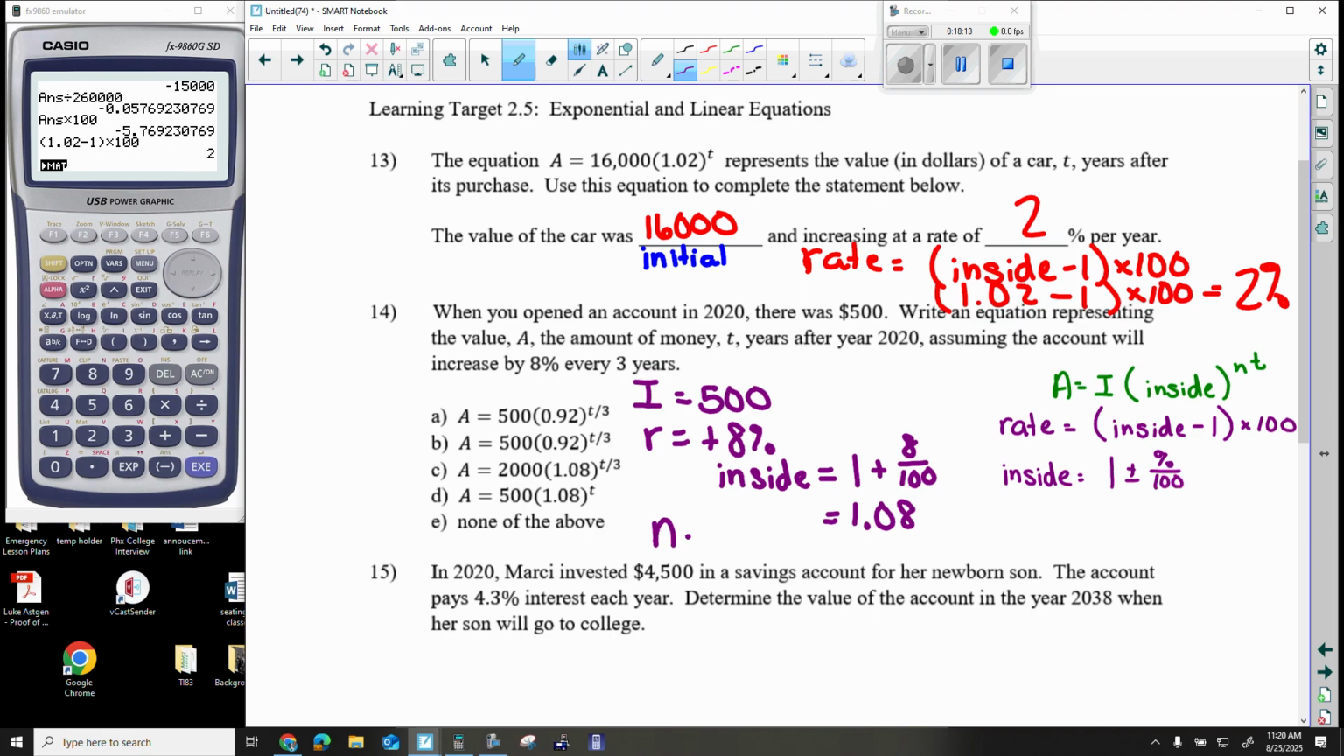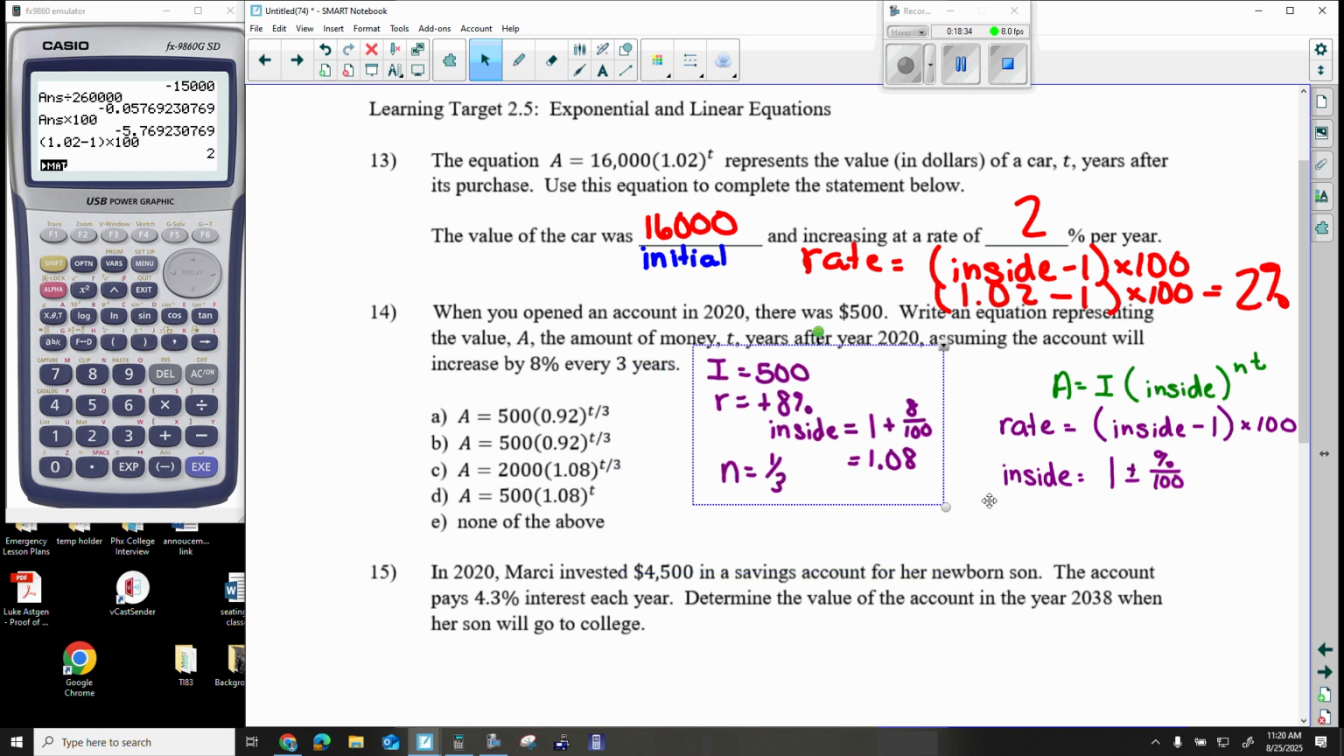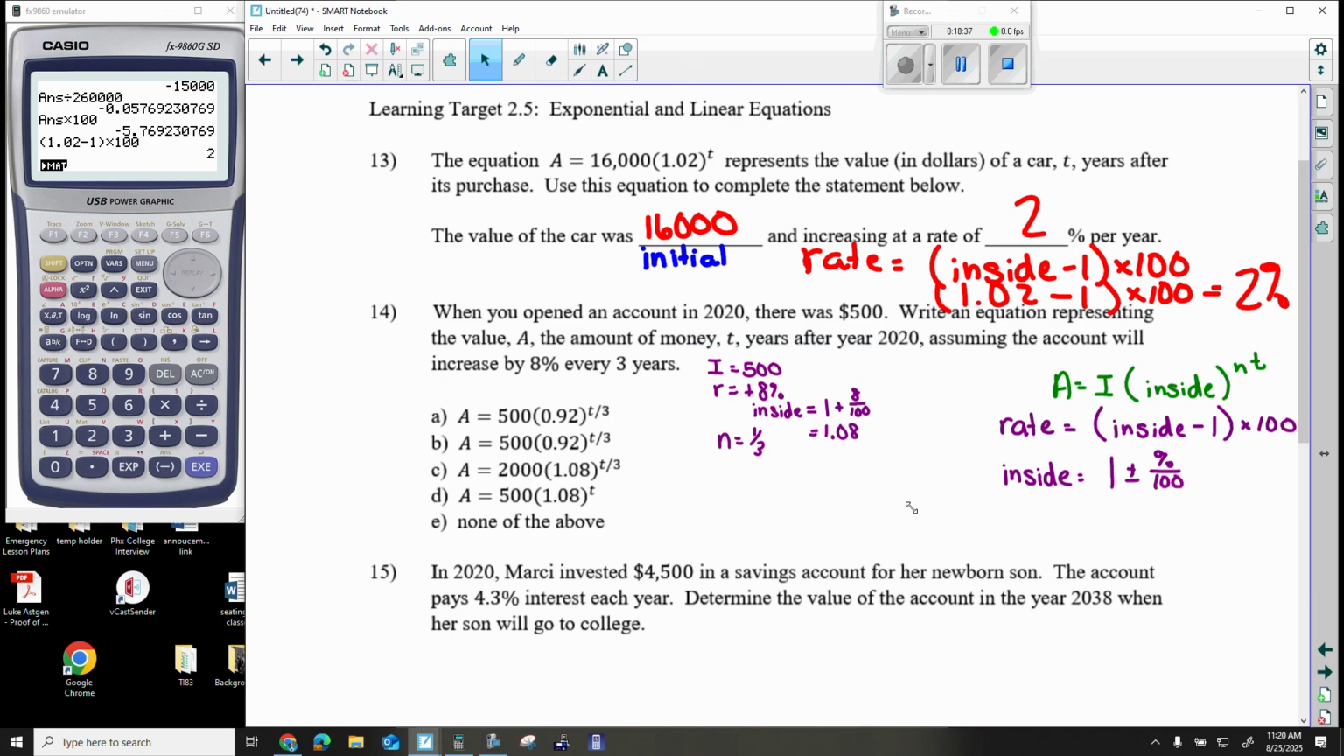Last but not least, I need to know the letter N, and that occurs every 3 years. So that's going to be a fraction of a third. Again, if you need help with N, take a look at, I think it's the 2.5a assignment. I go in depth about the letter N. But anyways, these are all the big time pieces of my equation. So don't forget the letter A, don't forget the letter T. A is equal to I, the inside, to the N, T. That is the equation right there.